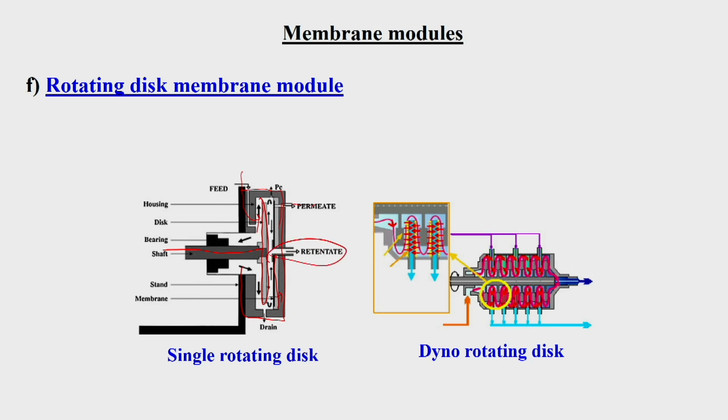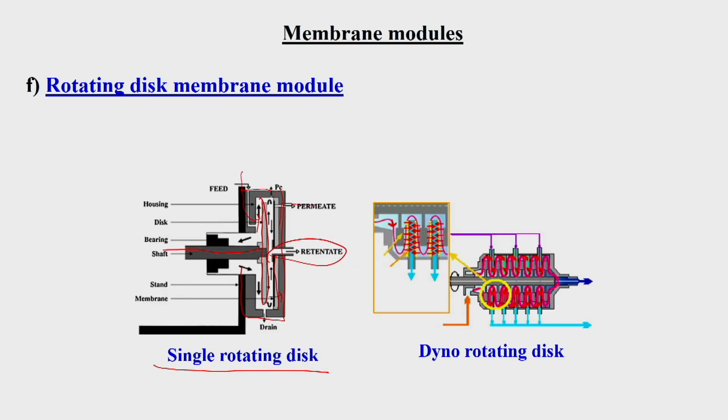retentate will be collected from one common header type thing. Whenever the solute is deposited on the membrane surface, due to the rotation of the disc, the concentration polarization or deposition of the solute will decrease. I told that this is mostly used efficiently for highly concentrated or highly viscous feed. Okay. So, this is the single rotating disc.